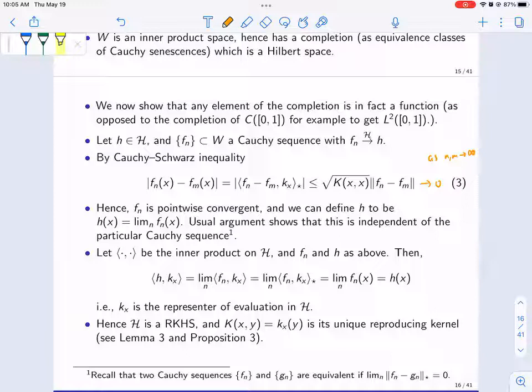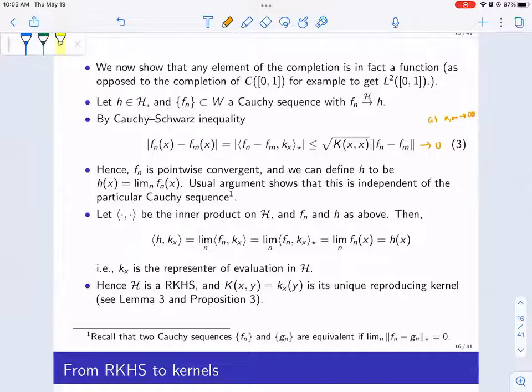The next thing is to verify the reproducing property, or the evaluation functionals being bounded. So let the inner product be the inner product on H, then let F and H be as above. Then we have this sequence of equalities. So why is this true?